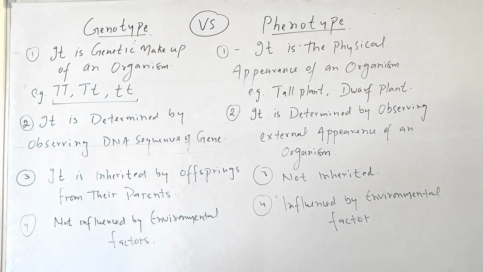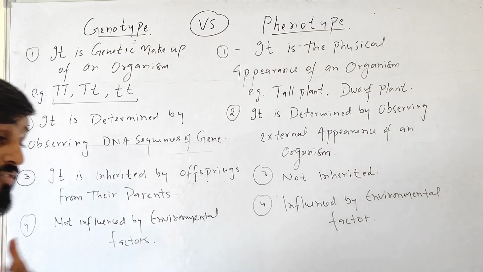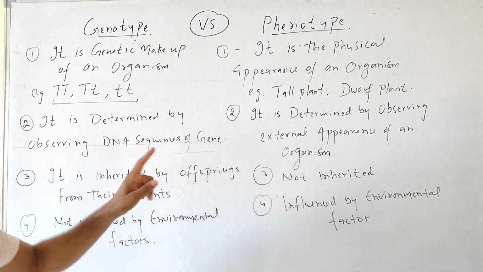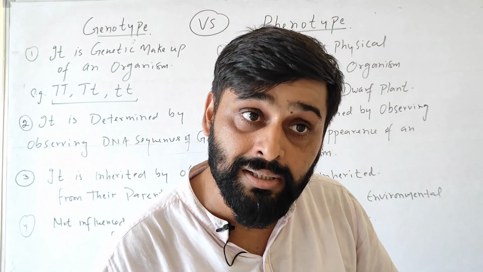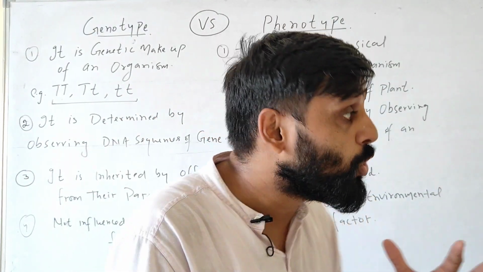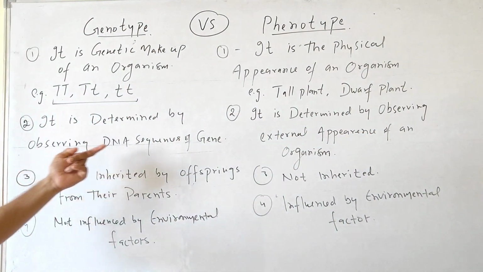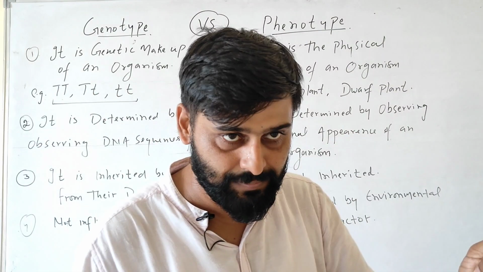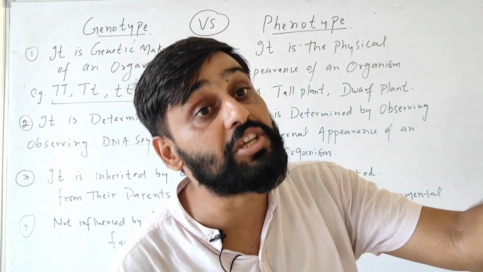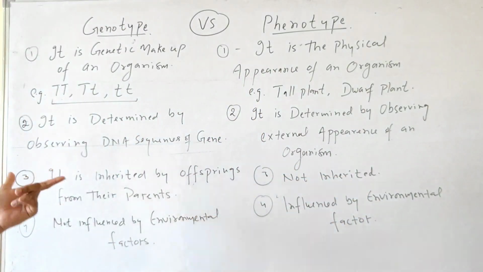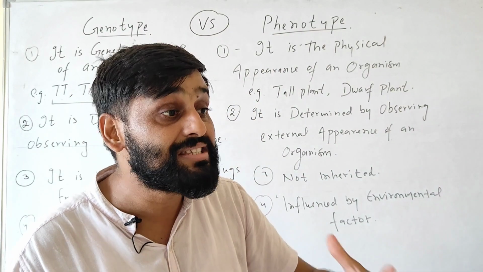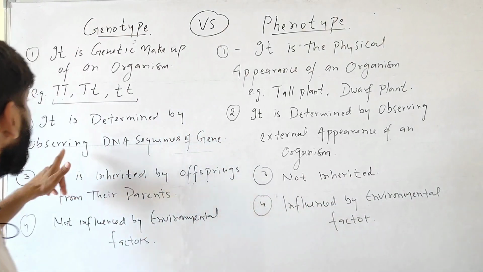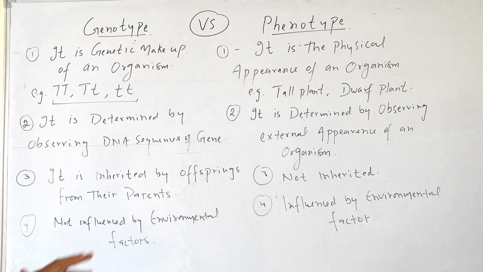Now coming to the second one. How will we determine the genotype of an organism? It is determined by observing the sequence of genes. We know that genotype is caused by genes. And how will we observe a gene? We will observe a gene by observing the DNA sequence of that gene. Suppose we have a gene for height. So we have to observe its sequence. We can't see these genes or this genotype with naked eyes. We have to observe the DNA sequence.